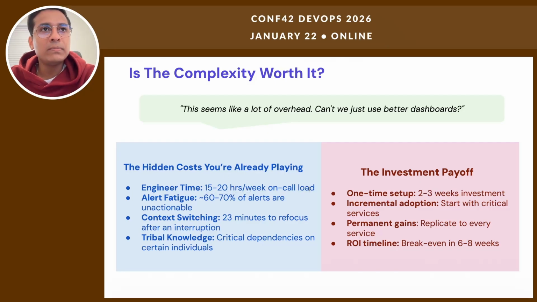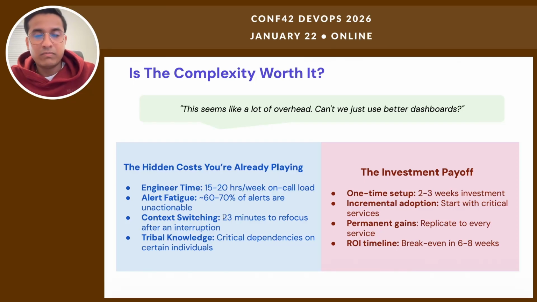Usually whenever we do capacity planning, we put around 20% of an engineer's time on call workload or engineering efficiencies, which is around 15 to 20 hours per week. 60 to 70% of alerts are unactionable or get auto resolved.